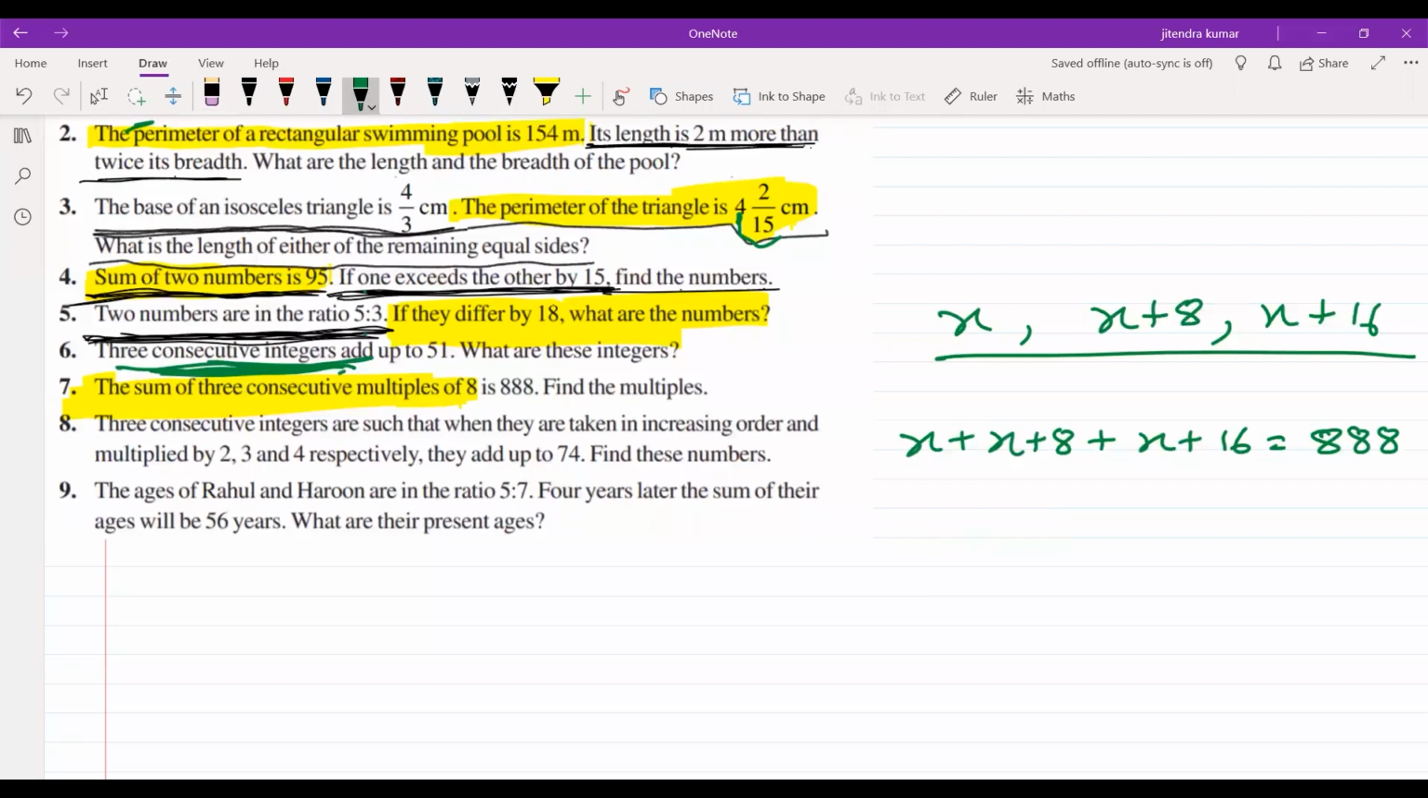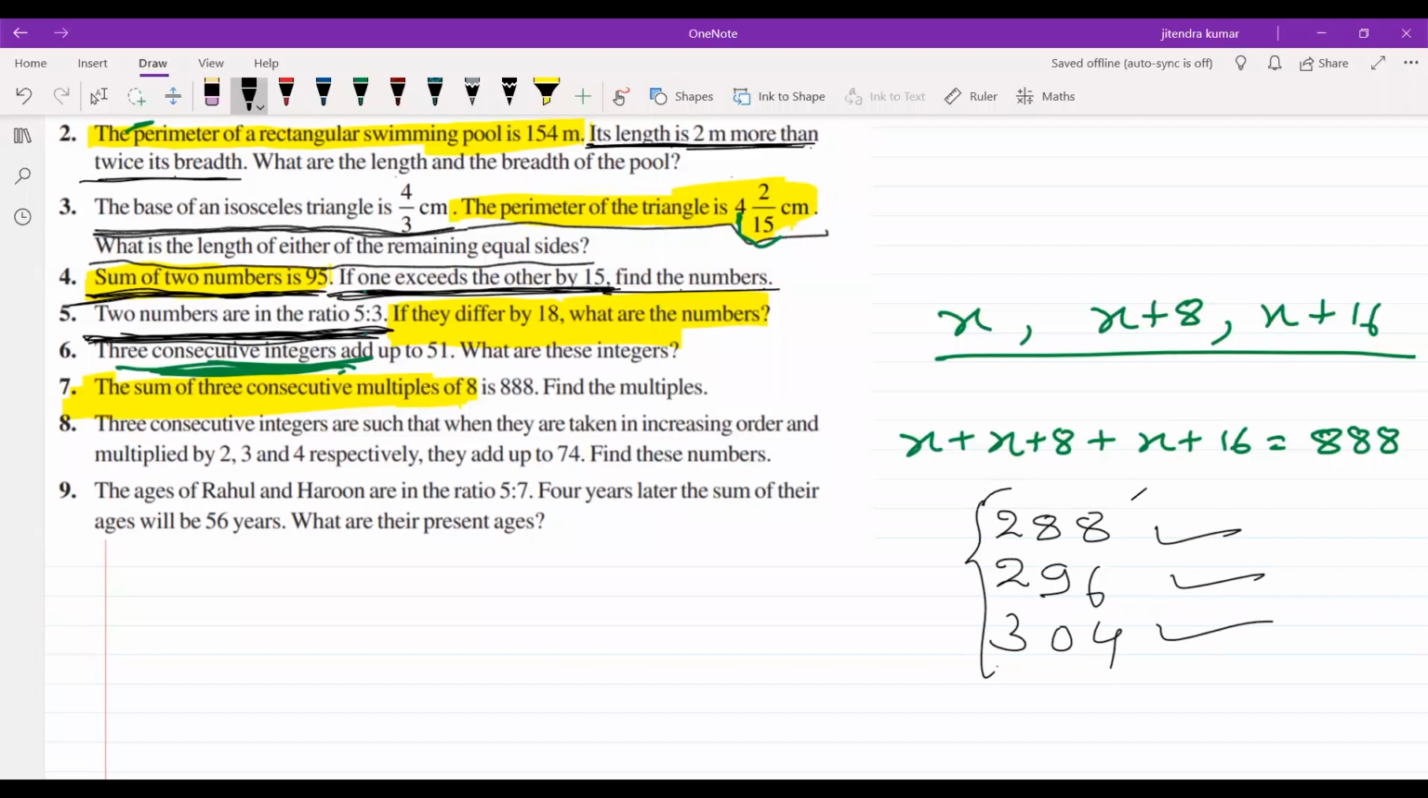So first number will be 288. Yes, 288 is possible. And sir, second number will be, like you told that multiples will keep adding, so in the first, 280 plus 8 is 288, then 296, then 304. So these are the three consecutive multiples: 288, 296 and 304.